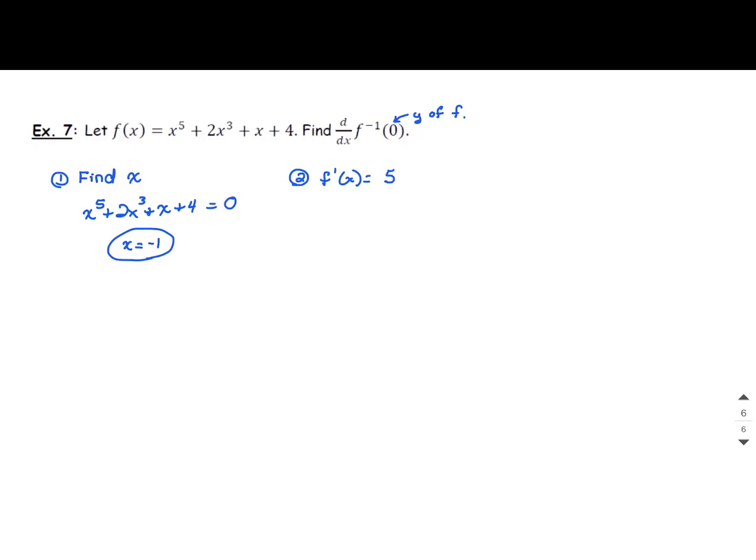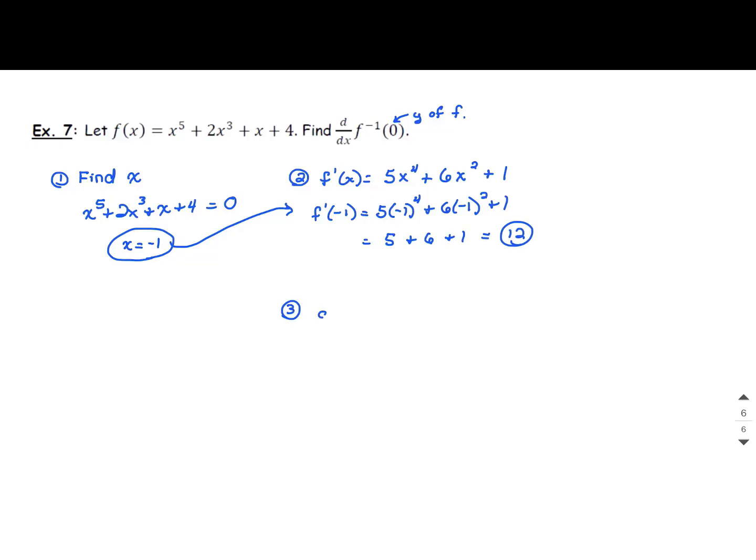The derivative of x to the 5th is 5x to the 4th, plus the derivative of 2x cubed, which is 6x squared, plus the derivative of x, which is 1, plus the derivative of 4, which is 0. Then we're going to take this new x value and plug it into the derivative. So 5 times negative 1 to the 4th, plus 6 times negative 1 squared, plus 1. That's going to give us 5 plus 6 plus 1, that's 12. Now we're ready to give the derivative of the inverse at 0. It's just the reciprocal of 12, 1/12.